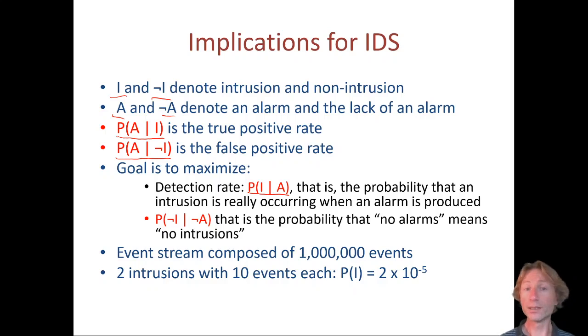The other thing that we want to maximize is the probability of there not being an intrusion when we do not have an alarm. Let's assume that we have an event stream of 1 million events, and that we have 2 intrusions in our event stream, and each intrusion consists of 10 events. So that means the incidence rate, the probability of there being an attack, is 2 times 10 to the power minus 5.